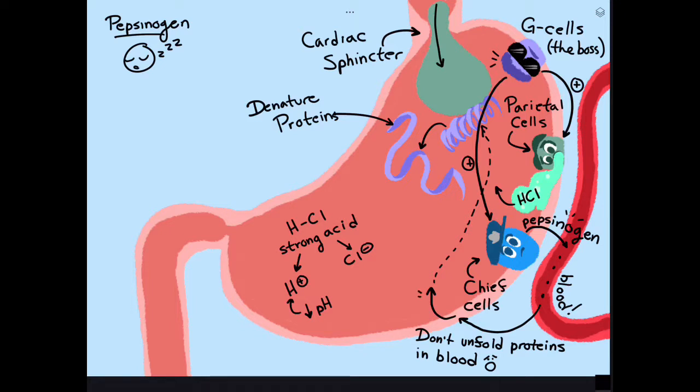But once it finally enters the stomach, once it enters those stomach epithelial cells and then enters the lumen of the stomach, it enters this really acidic environment. And that acidic environment created by the parietal cells is going to cleave our pepsinogen into the active form, pepsin. So they act sort of like an alarm clock for our sleepy pepsinogen.